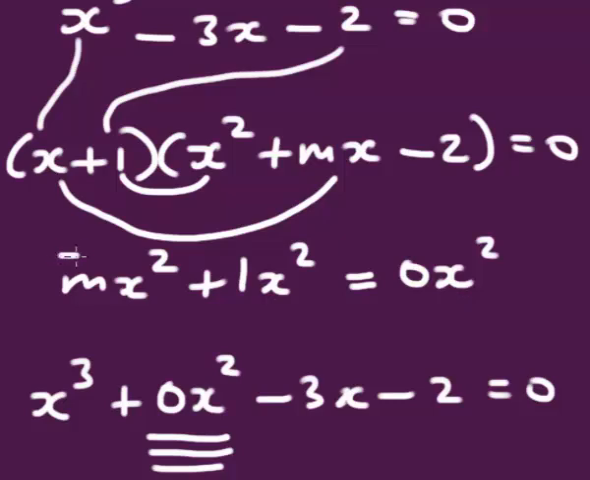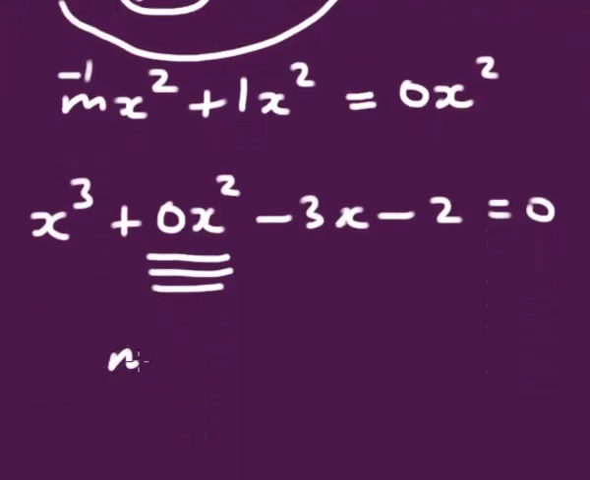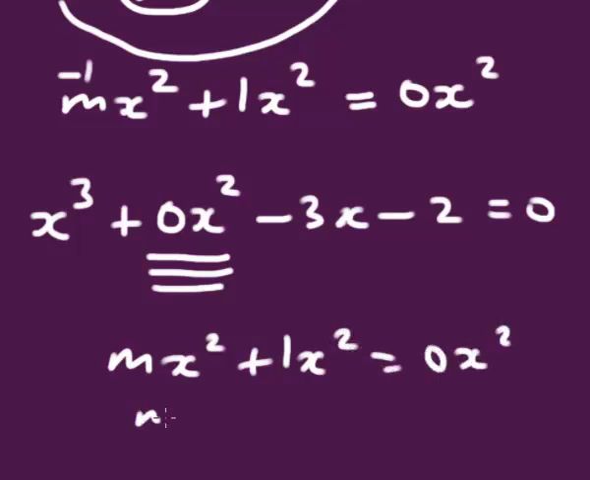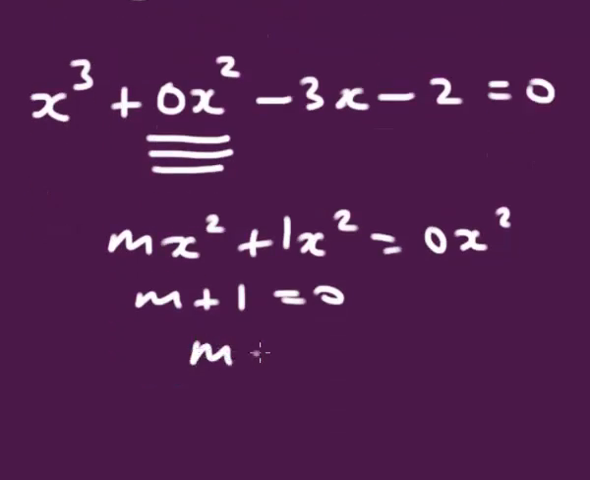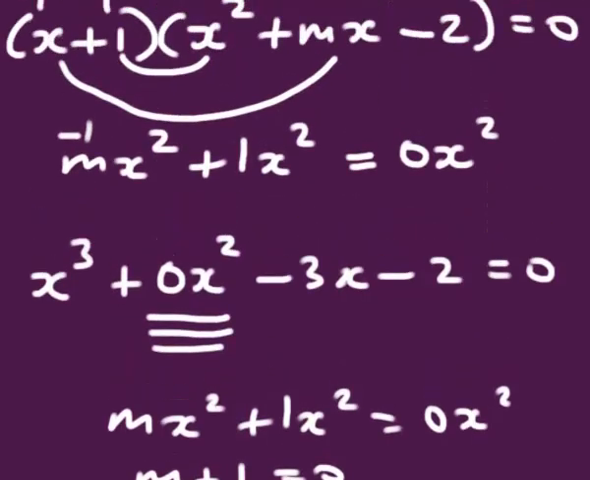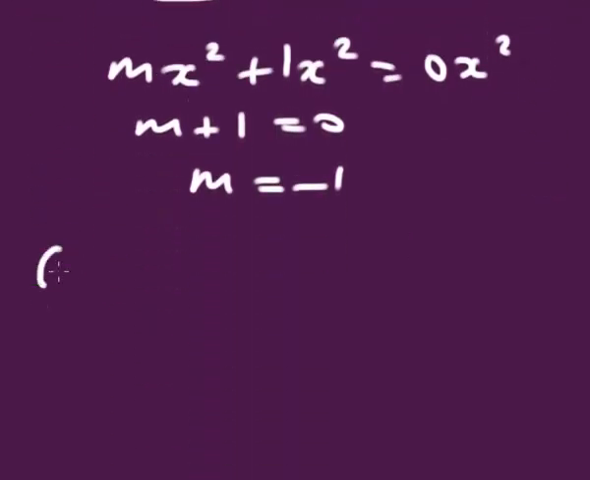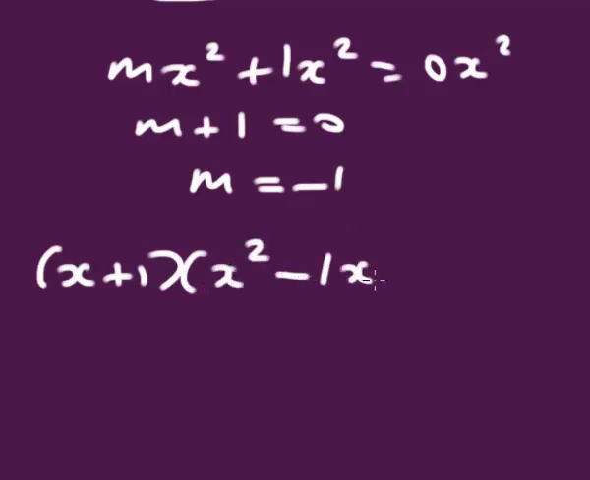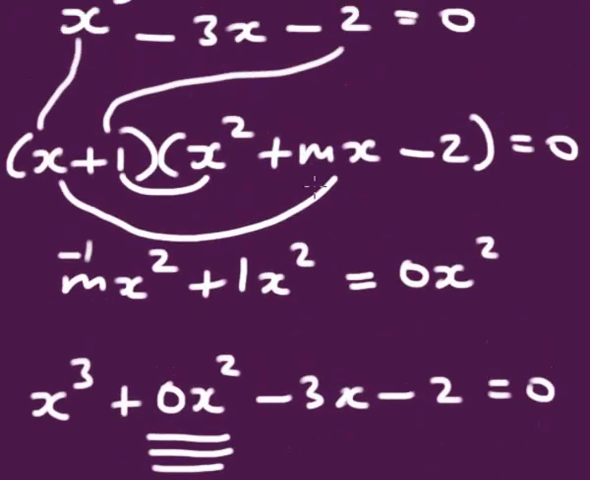And what would m have to be? Well, clearly negative 1. If mx squared plus 1x squared is 0x squared, then m plus 1 is 0, so m is equal to negative 1, which is true, because negative 1x squared plus 1x squared is 0x squared. So there we have it. We can go back to our linear factor, then the quadratic, and put in the m, and then we've got the minus 2. Let's check that quickly. Minus 2. There we go.